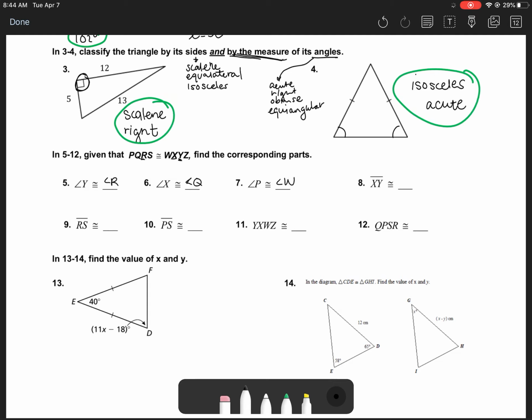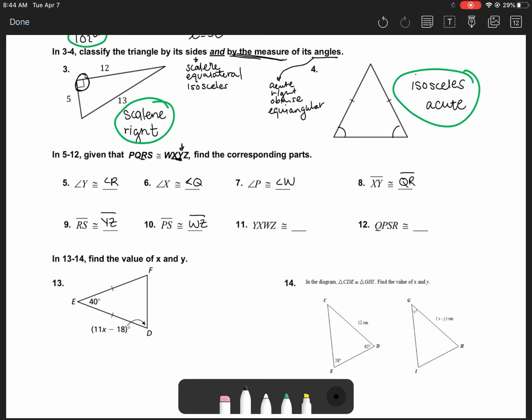Angle P, angle W, and then I don't see another angle, so I'm switching to side length. So it says XY, so those are the middle two. I have to start with the one that goes with X first. So I'm going to start with Q because Q and X are the same. So QR, RS are the last two, so I go with YZ, making sure I have that segment symbol written above. PS are the first and last letter, so WZ in my second statement.